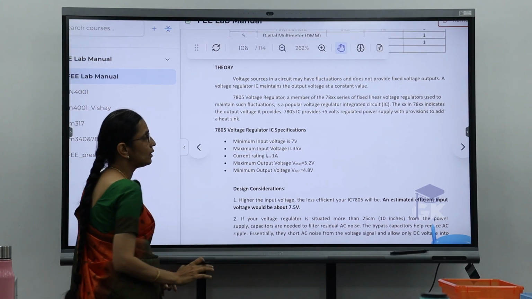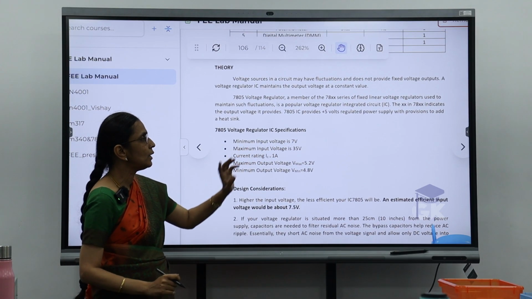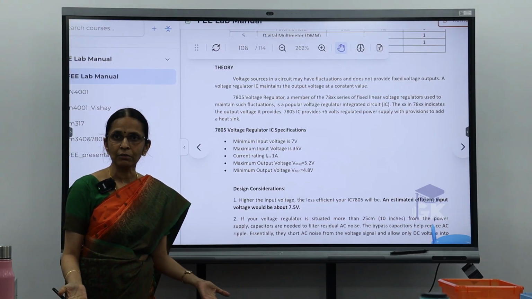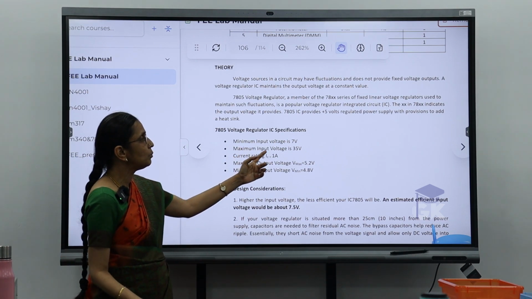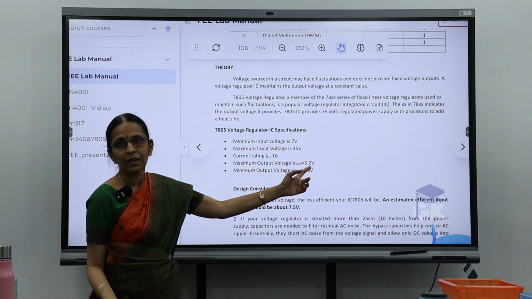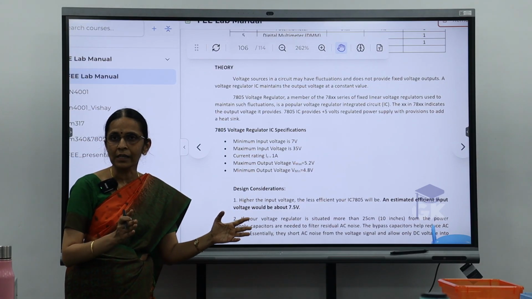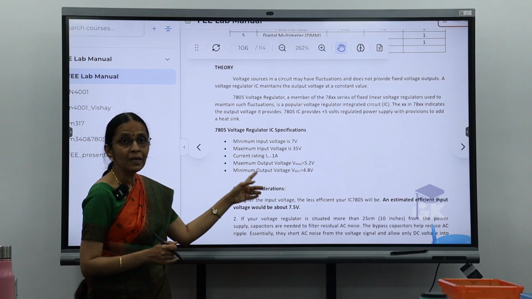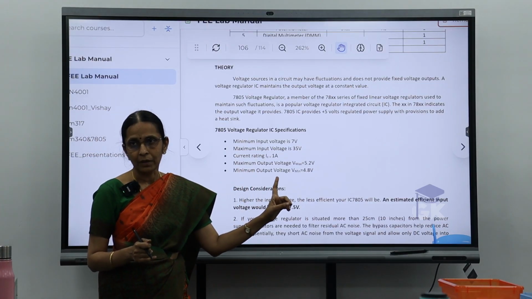So for the 7805 IC, the minimum input voltage could be 7 volt. So if I want 5 volt, minimum I should give the input equal to 7. The maximum input voltage that it can take is 35. So you should handle within the safe limit, 7 to 35. And what is the current rating? That's very important. The current rating of it is 1 ampere.